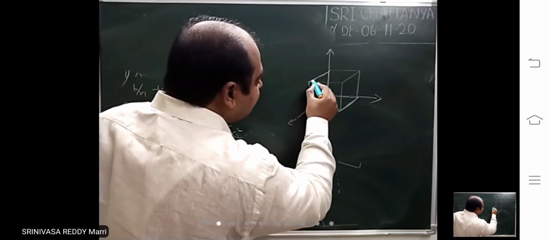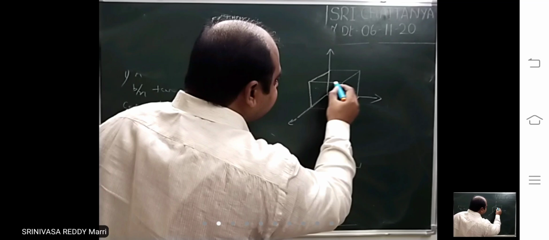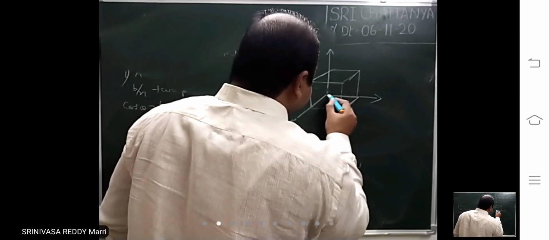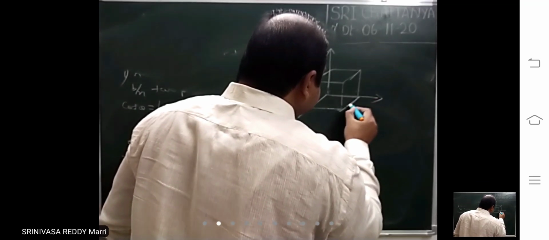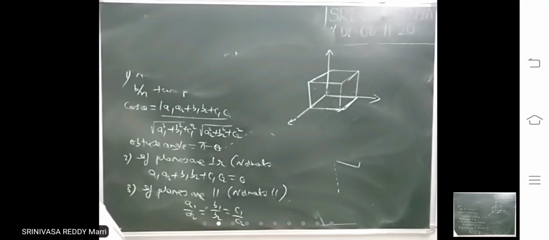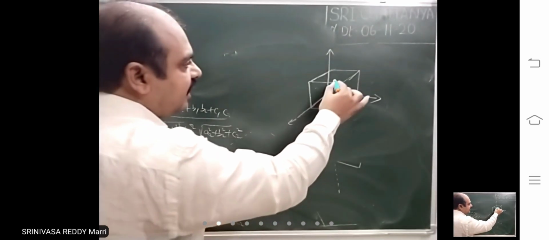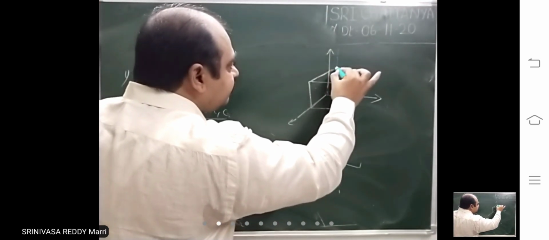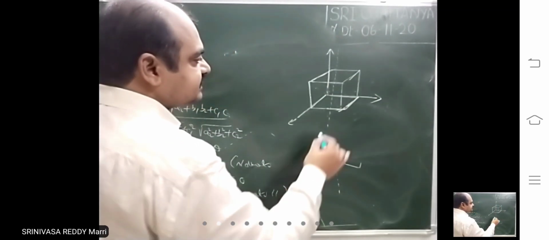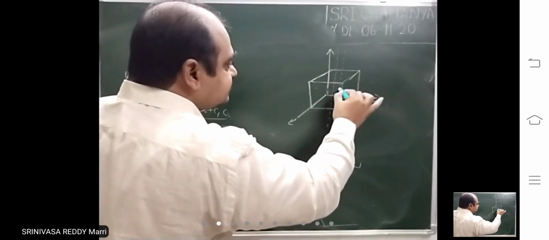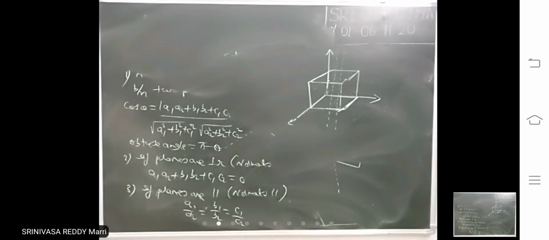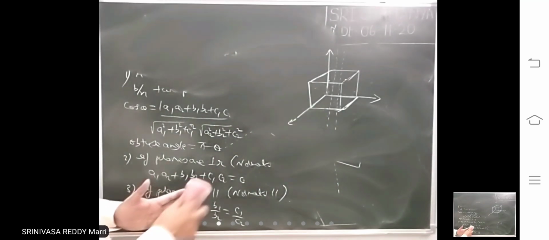Parallel planes, you see, parallel planes: this upper face is one, this lower face is one. These two faces are parallel planes. Normal vector for this, look at parallel planes. Normal line is like this for this. For this normal line is like this. So these two normal lines will be parallel to each other. That's why they are parallel planes. Like that, perpendicular planes, parallel planes.